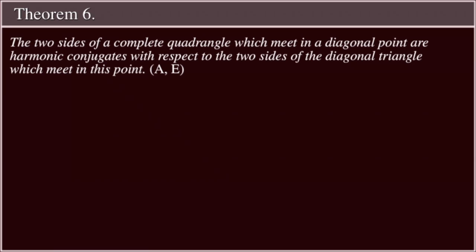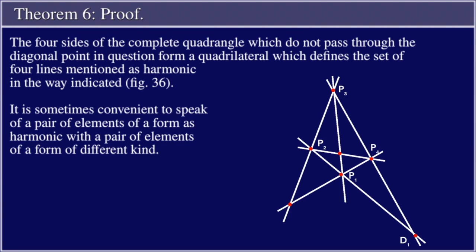Theorem 6. The two sides of a complete quadrangle which meet in a diagonal point are harmonic conjugates with respect to the two sides of the diagonal triangle which meet in this point. Assumptions A and E. Proof. The four sides of the complete quadrangle which do not pass through the diagonal point in question form a quadrilateral which defines the set of four lines mentioned as harmonic in the way indicated.